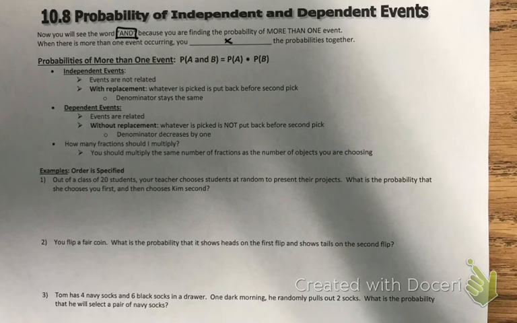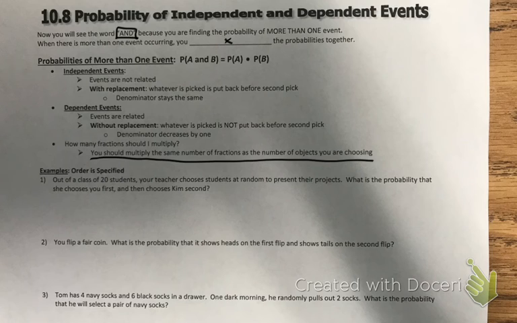Okay? And so what we do here, the number of fractions being multiplied together should be the same number of the times you are choosing, right? So if I'm pulling out of a bag 3 times, I should be multiplying 3 fractions together. If I'm rolling a dice 4 times, I should be multiplying 4 fractions together. So out of a class of 20 students, your teacher chooses students at random to present their projects. What is the probability that she chooses you first and then chooses Kim second?